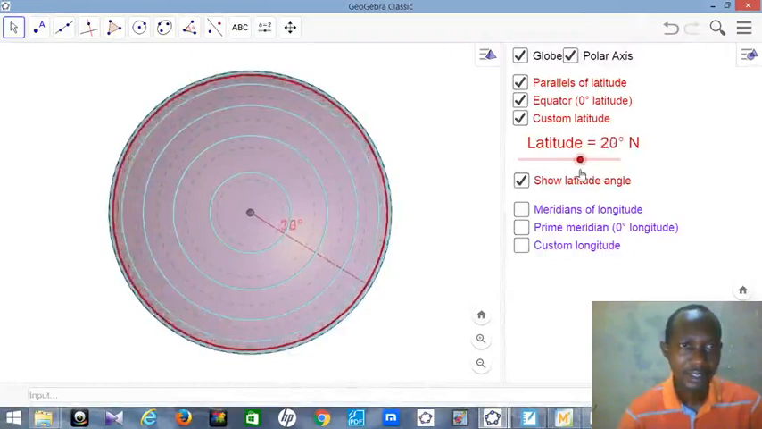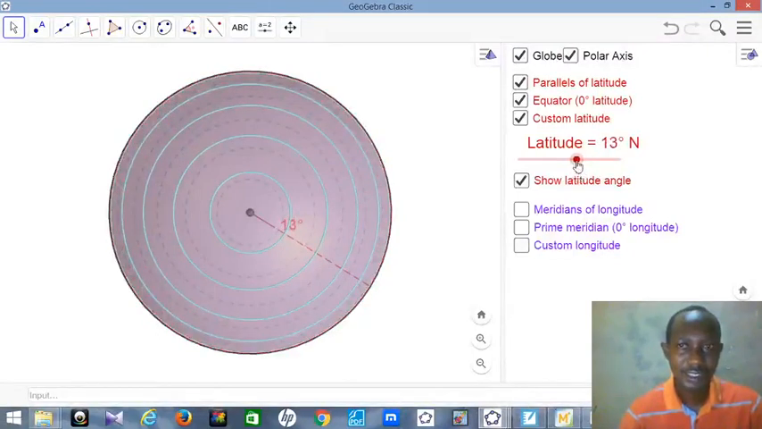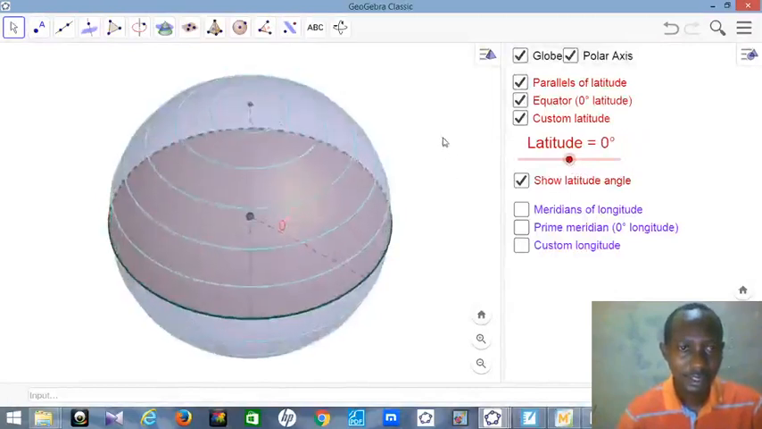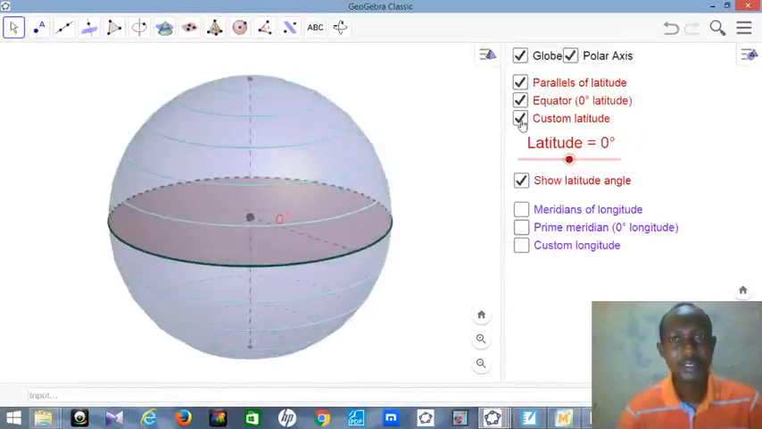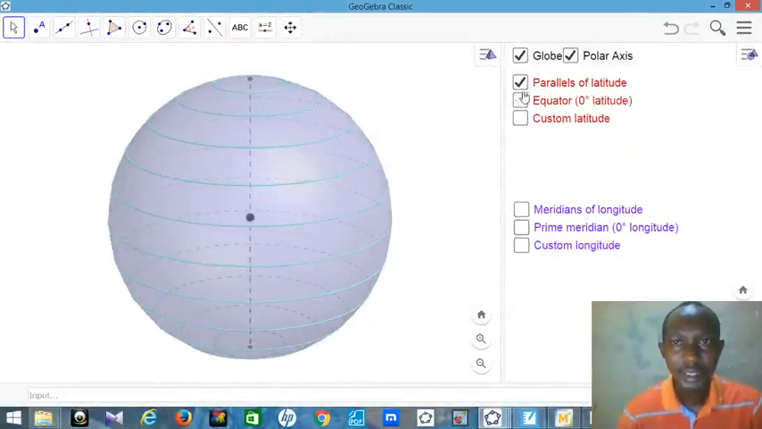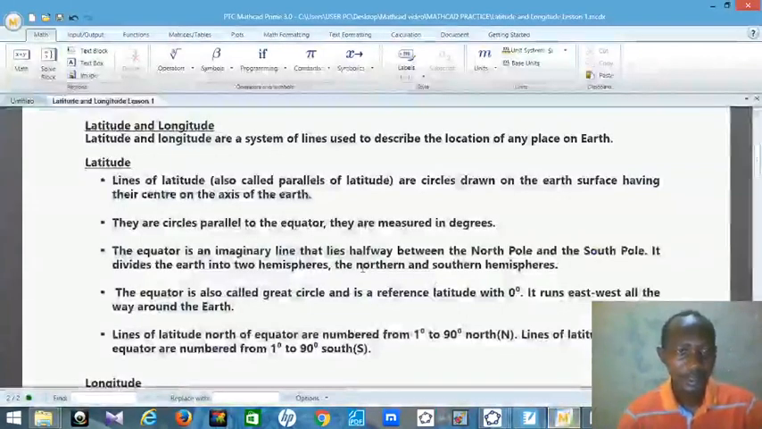Alright, so take note of this. So this is lines of latitude. So take note of this. Okay, now let's go to longitude. Let's see what longitude is all about.